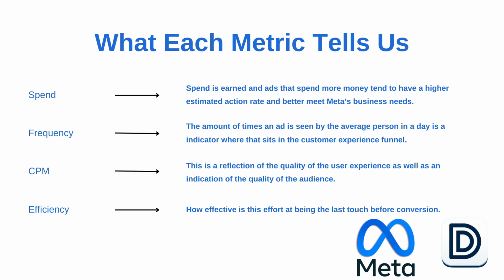Next on the list is CPM. This is a reflection of the quality of the user experience as well as an indication of the quality of the audience. If people don't like your ad, you're going to have to pay more money per person to show that ad to people because ultimately your ad is a liability to Meta's business model. You are bad business for your business partner. Good experiences are cheaper. Bad experiences are more expensive.